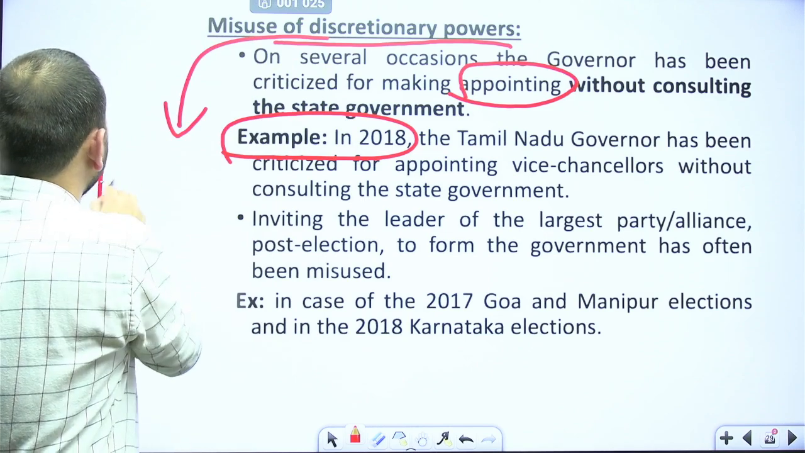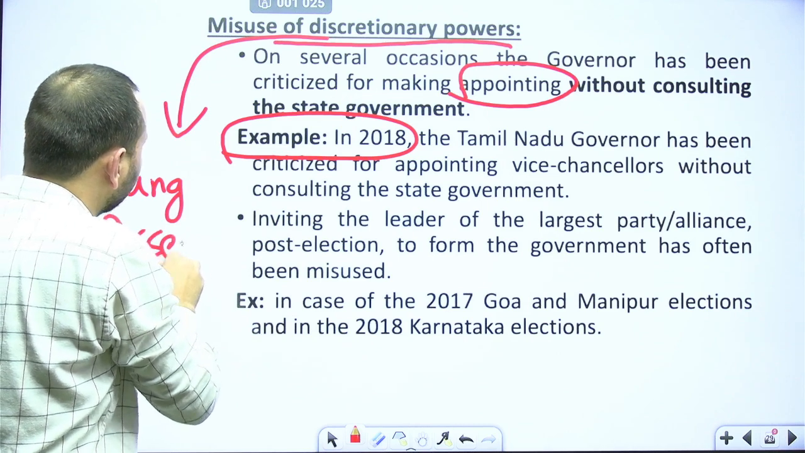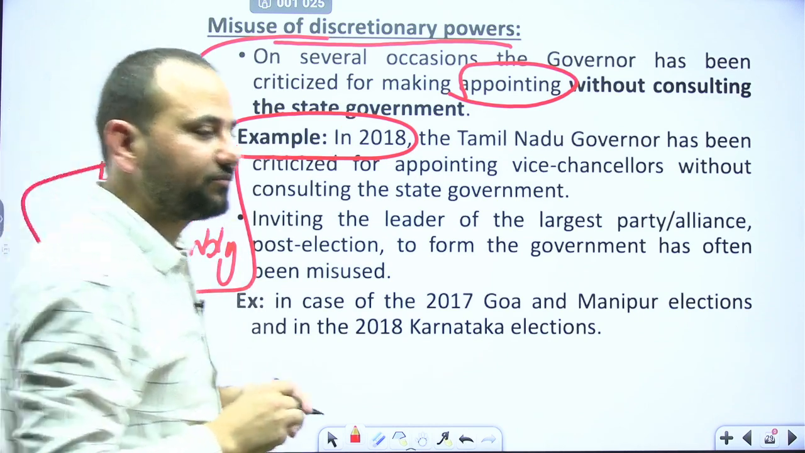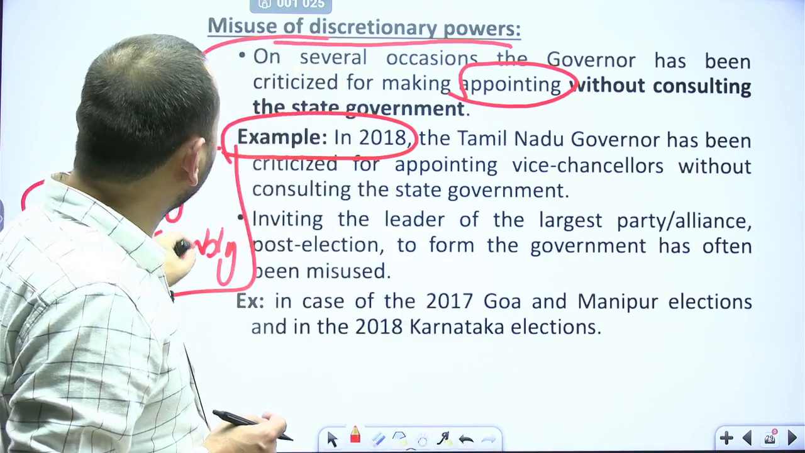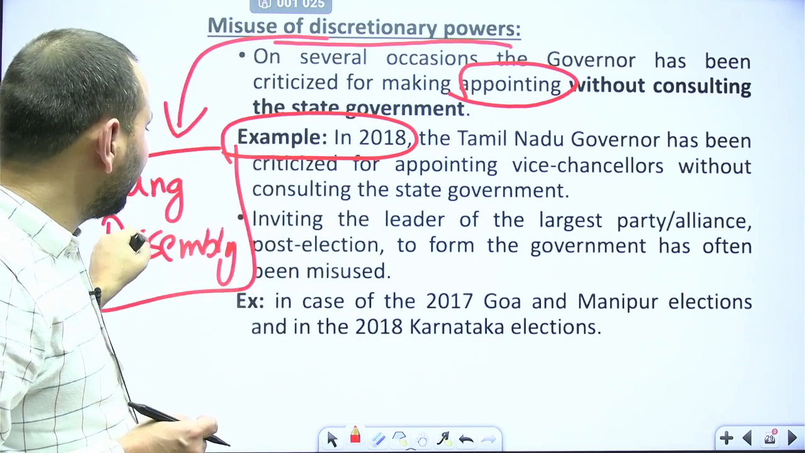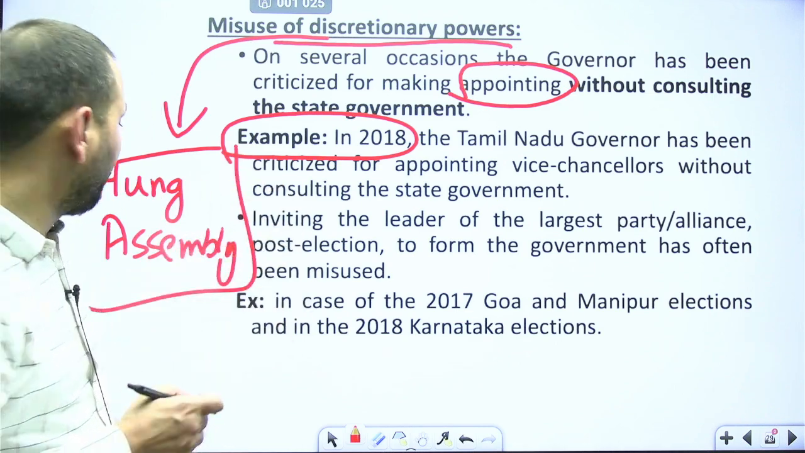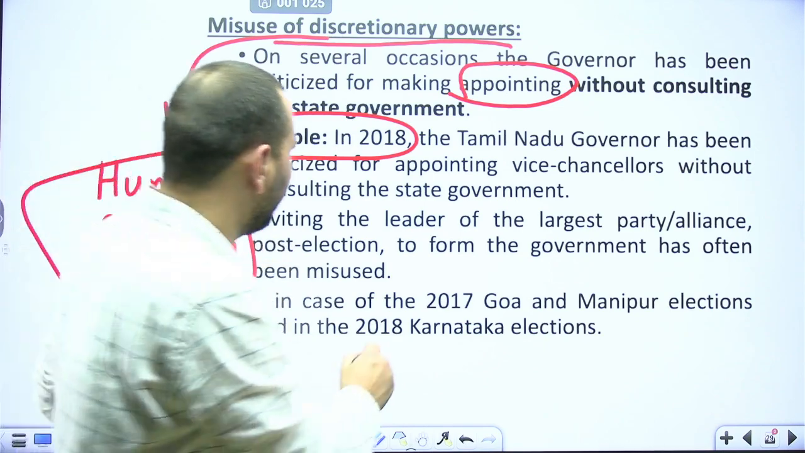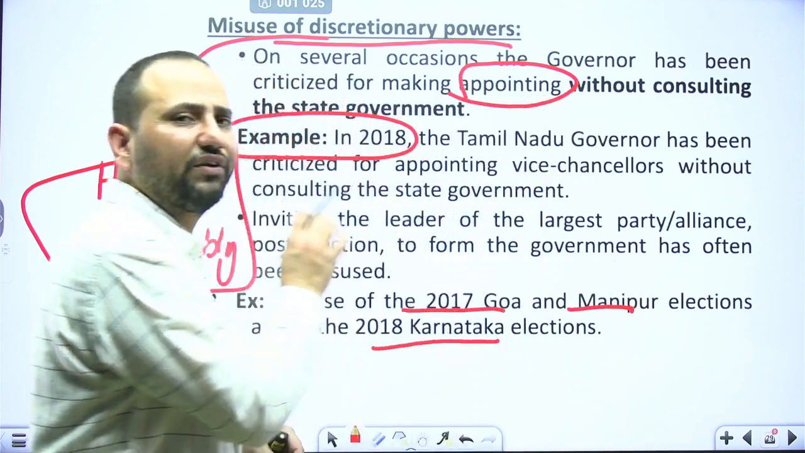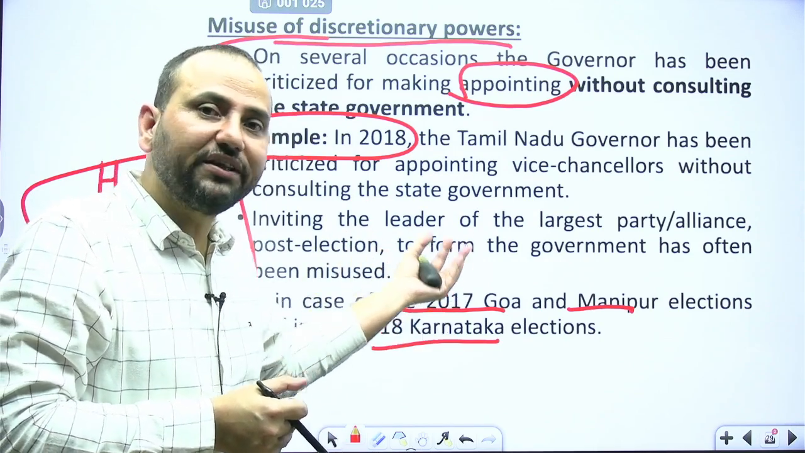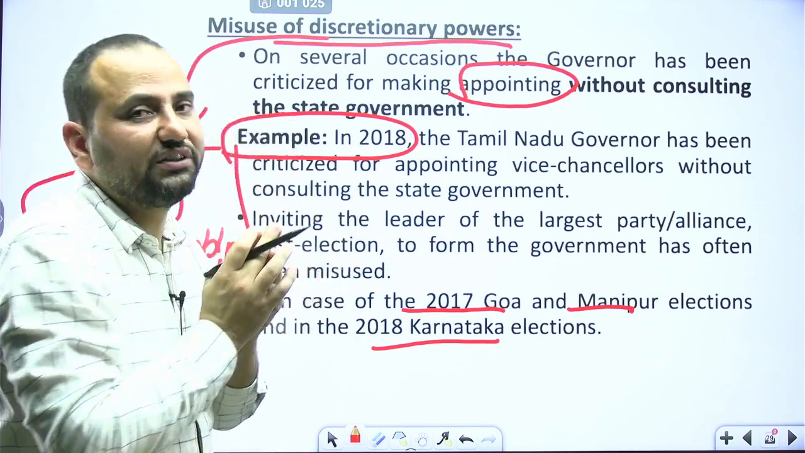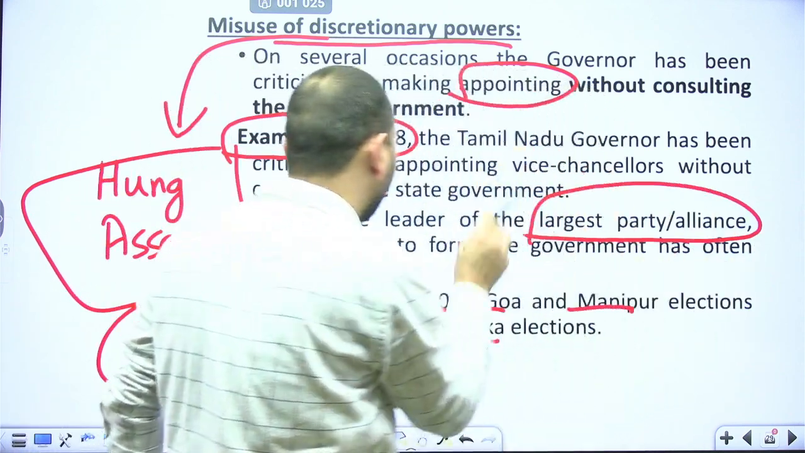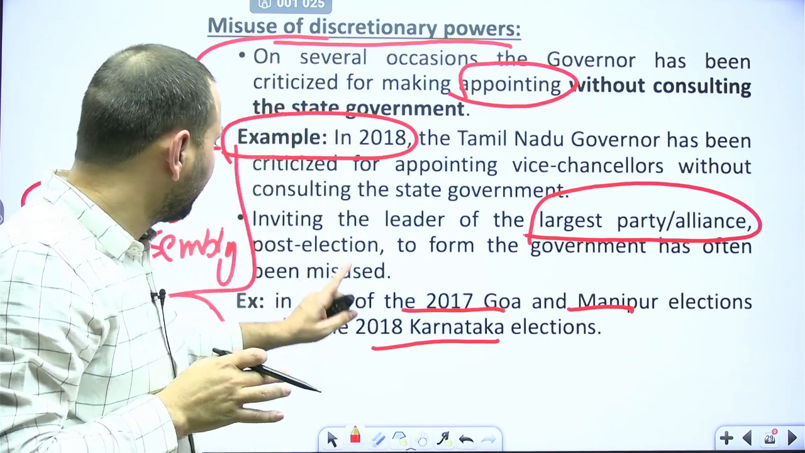Again, there is one more discretion with reference to when a hung assembly comes into existence. What needs to be done in the case of a hung assembly is also a very serious issue: whom to call for appointing the chief minister, which political party. You can see the issues in 2017 in Goa or Manipur, or in Karnataka. We have seen a lot of examples of whom to call for appointing the chief minister, and what time period should be given for proving the majority. The basic provision is that the largest party or alliance should be called. But this discretion is in the hands of the governor, and we have seen it various times.